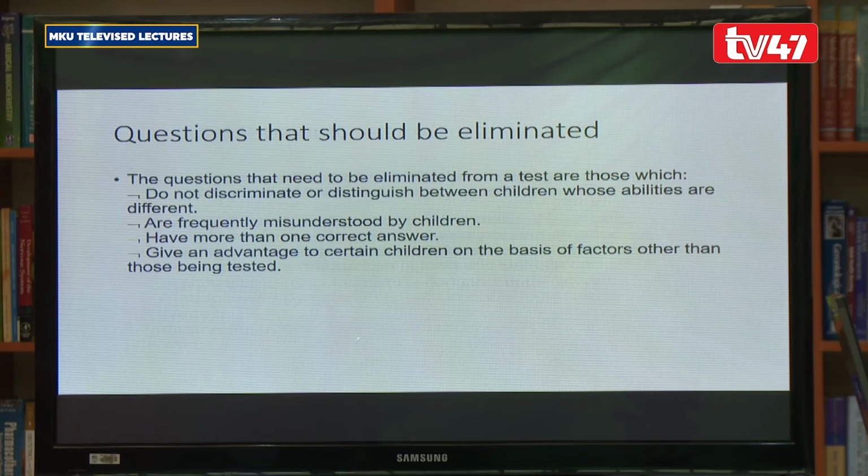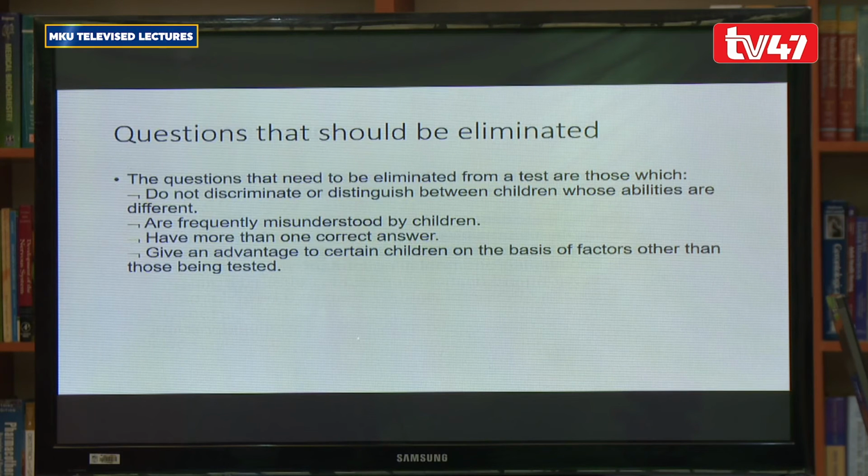One of them is the items that do not discriminate or distinguish between different learners' abilities in the class. Those items that are not able to distinguish between, for example, high achievers and low achievers, or those that are not able to discriminate the special skills and needs of the students in class, should be eliminated.